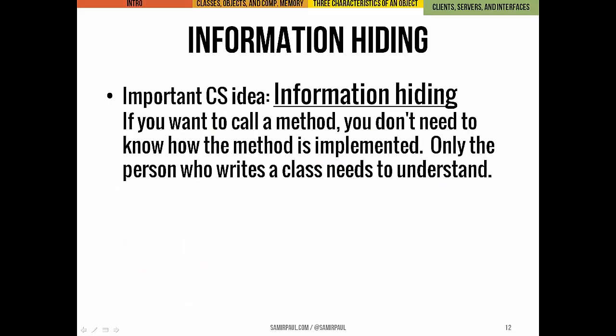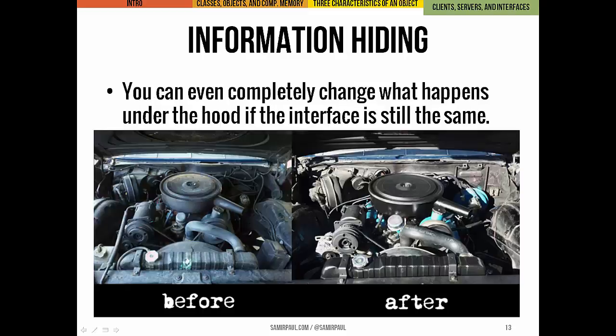We call this idea information hiding. We don't need to know how a method is implemented. Only the person who writes that class needs to know it. All we need to know is what's expected of us when we call a method and what we should expect as a return value or as an output. In fact, this is really helpful because I could change everything about the way a method does what it does, but as long as I don't change the way we interact with it, which is what inputs we pass and what order the inputs are in and what the name of the method is, as long as we don't change those things, client objects can still use that method, even though it's working completely differently under the hood.